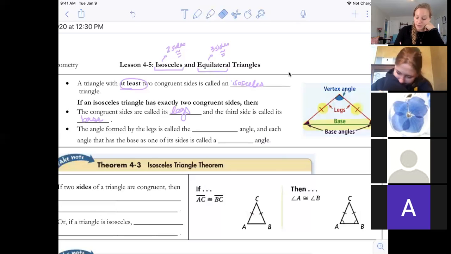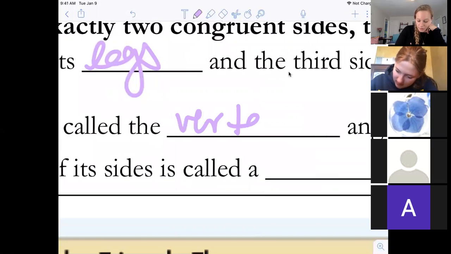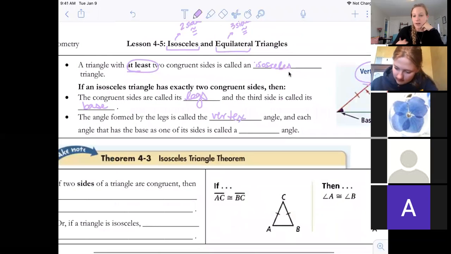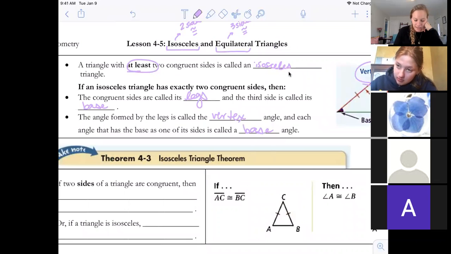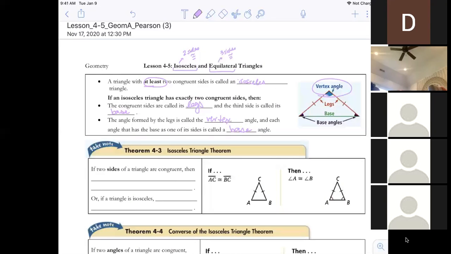The angles also have names. The angle that's formed by the 2 legs is called my vertex angle. And then the other 2 angles both have one of their sides is the base. And so the angles that have one side formed by the base are called base angles. Again, we're not that creative in math, very basic on what we already know. Okay, so those are some vocab things. Next, we're gonna do a couple theorems. Questions so far? All right, theorem-wise, the first one is the isosceles triangle theorem.